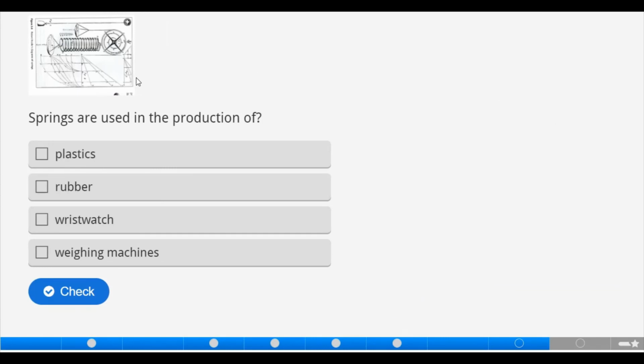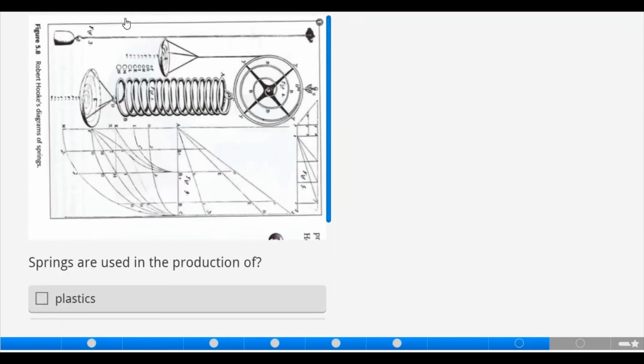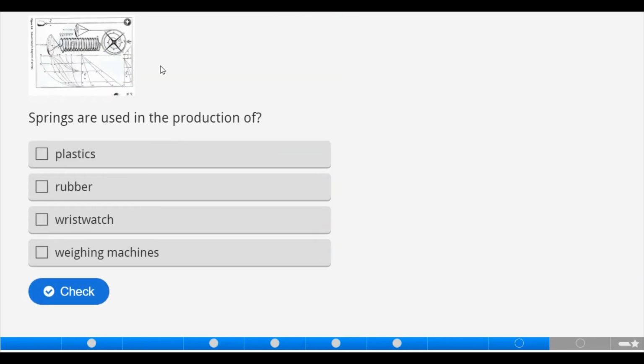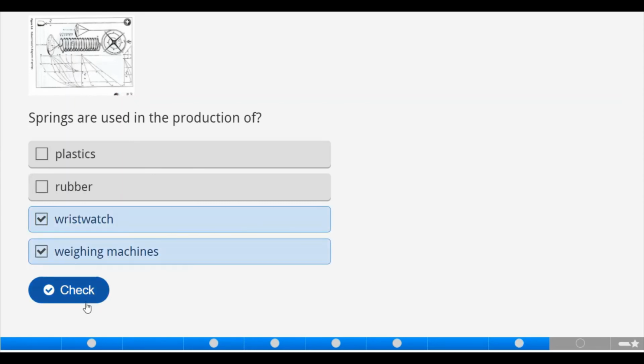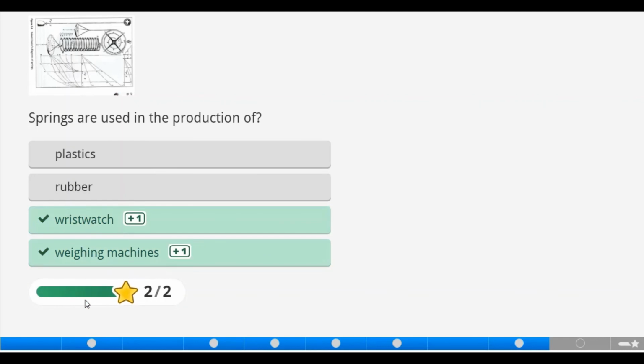Now, looking at this diagram above, we can see that this is a spring. Now, what does the question say? Springs are used in the production of plastics. Plastics and springs do not have a common material. How about rubber? No. Wristwatch consists of springs. Then weighing machine, yes, weighing machine consists of springs. So we have wristwatch, we also have weighing machine. So we check. That's correct.